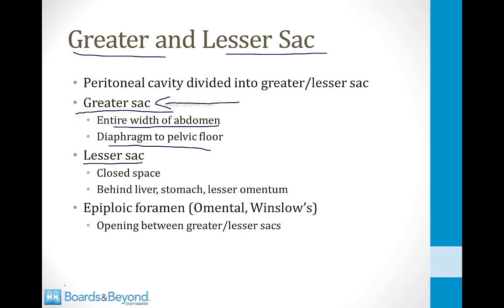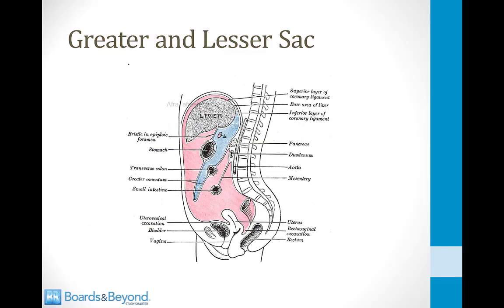The lesser sac is a smaller closed space. It's behind the liver and stomach and behind the lesser omentum. There is a hole that leads from the greater sac to the lesser sac, and that is called the epiploic foramen. It's also sometimes called the omental foramen or Winslow's foramen, and it's an opening between the greater and lesser sacs. This picture nicely shows the greater and lesser sac. The greater sac is everything in red. You can see that most of the peritoneal cavity is the greater sac.